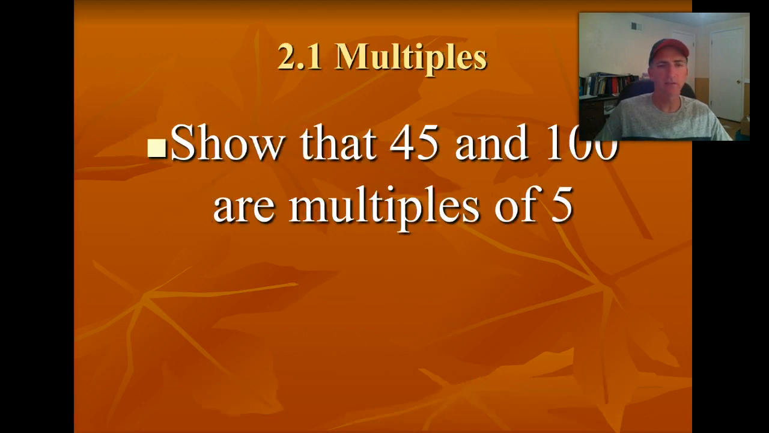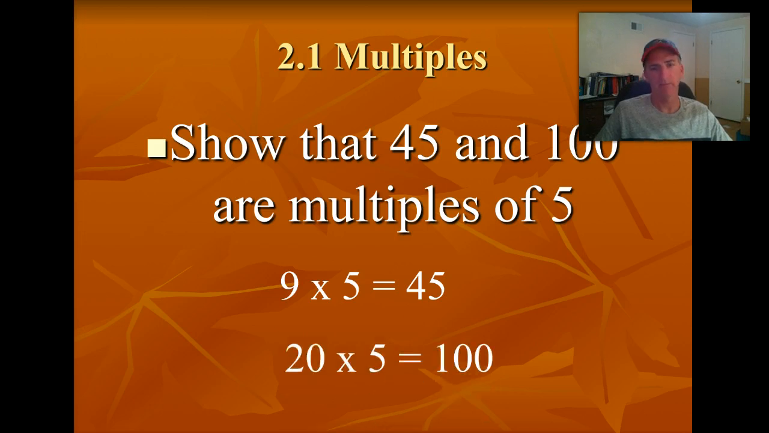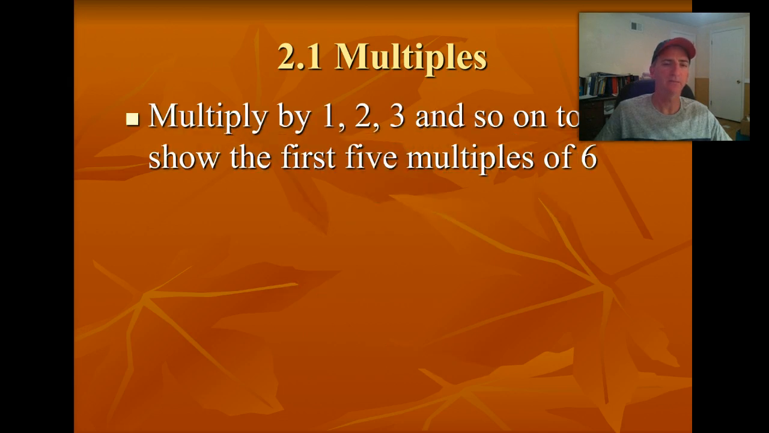So you might get some questions that look like this. It says, well, show that 45 and 100 are multiples of 5. So all you really have to do here is show that you can multiply 5 times something and end up with 45. Like that. 9 times 5 is 45. Therefore, 45 is a multiple of 5. Okay? Or I could say 20 times 5 is 100. Therefore, 100 is a multiple of 5. It's also a multiple of 20 from what's on the screen, but it's a multiple of 5 as far as answering that question correctly.